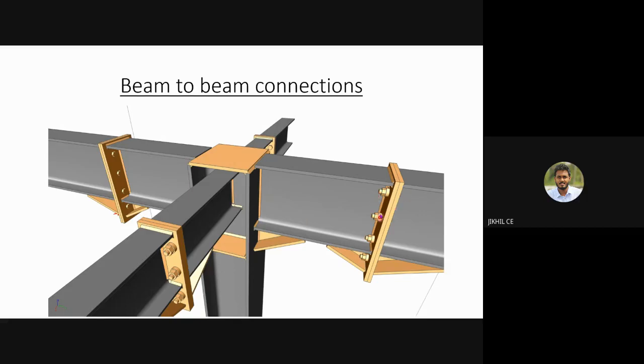Okay, so that is about the connection between beam 1 and beam 2. Here you can see the connection between the column and the beam is made by welding. This is a welded mode of connection. And here we can also see some stiffeners. These are called stiffeners, which will increase the strength of the beam to column connection.